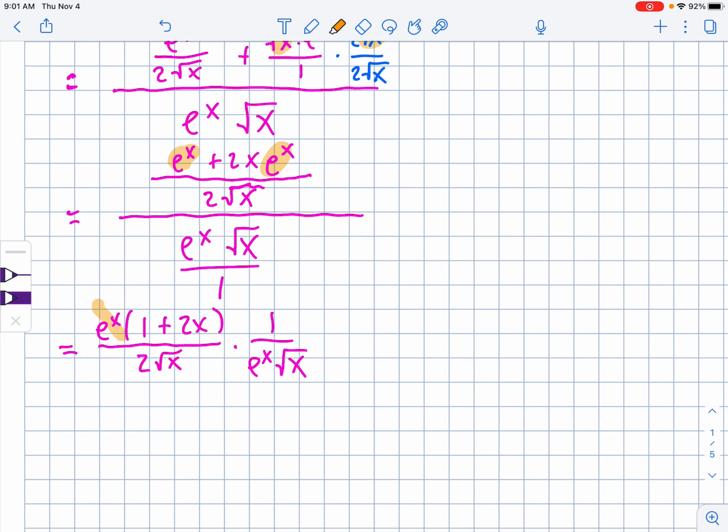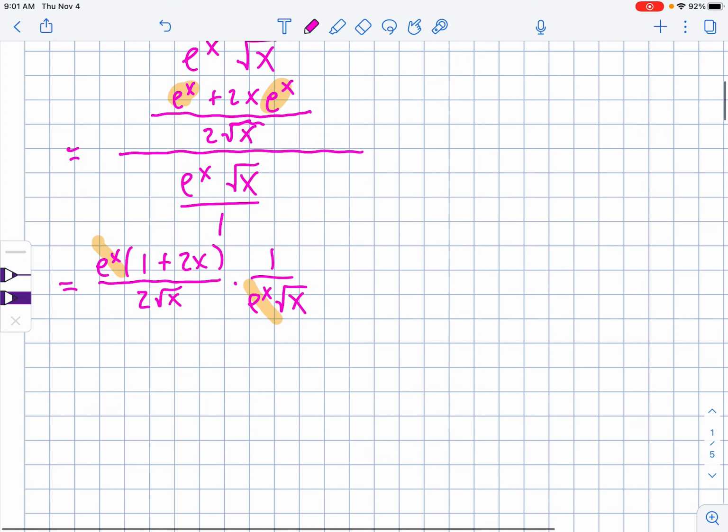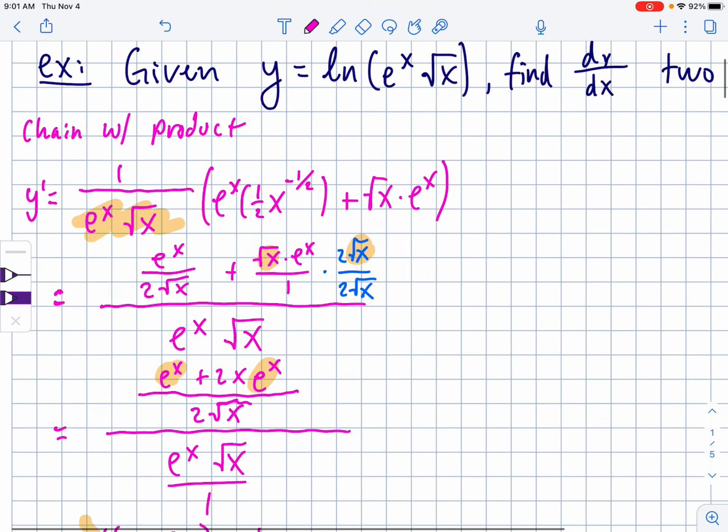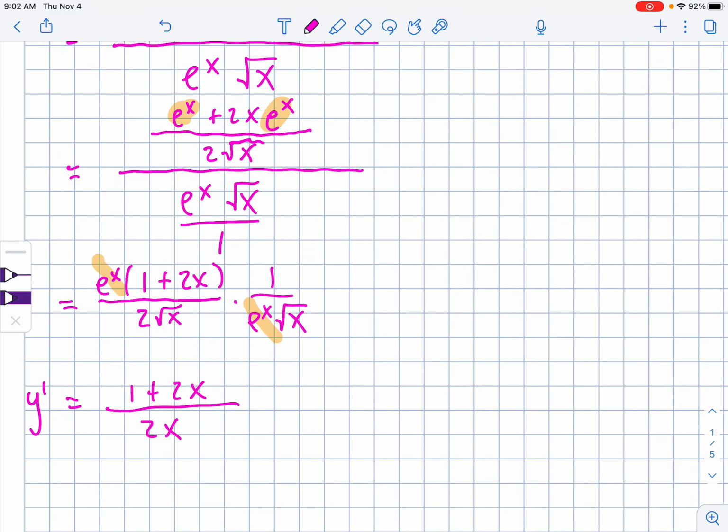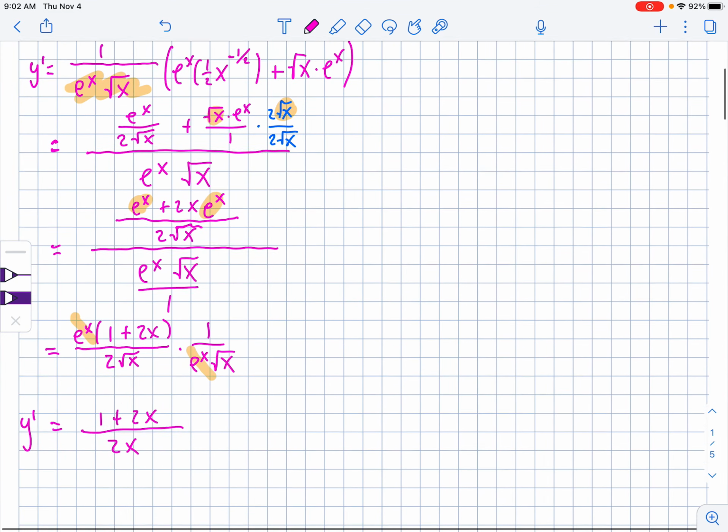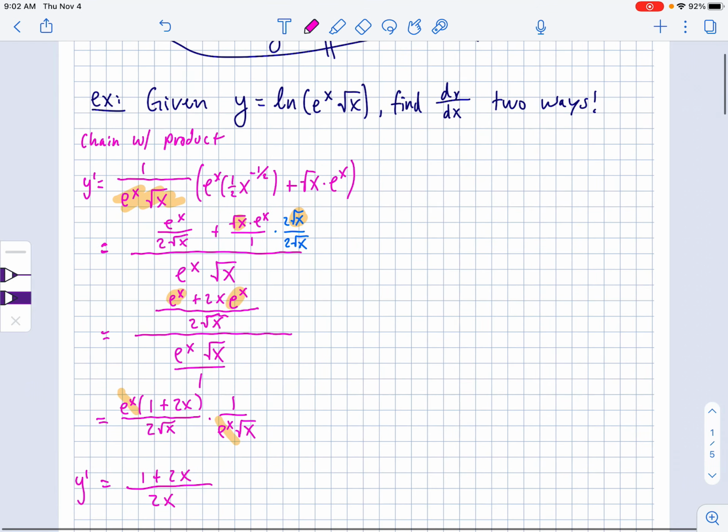Now I see that this e to the x and this e to the x cancel each other out. And then we get 1 plus 2x all over 2x, because the square root of x is multiplied, and you just get x. So this is what? Y prime? This is the derivative. But that was just one way to find the derivative.